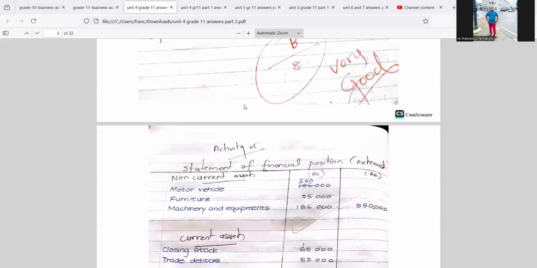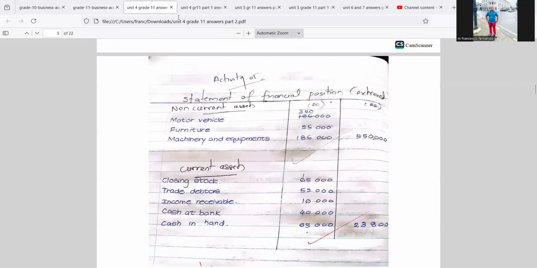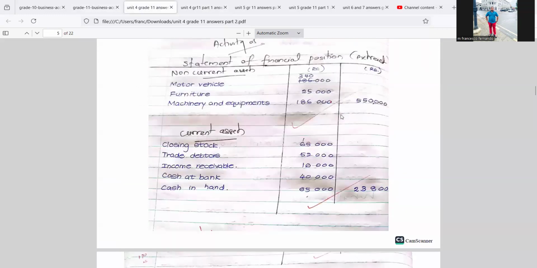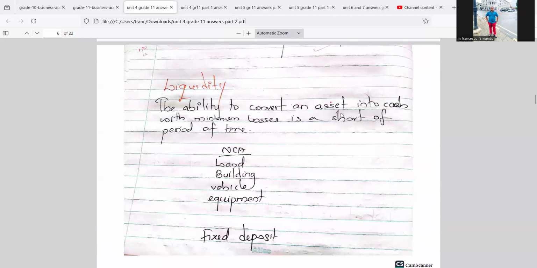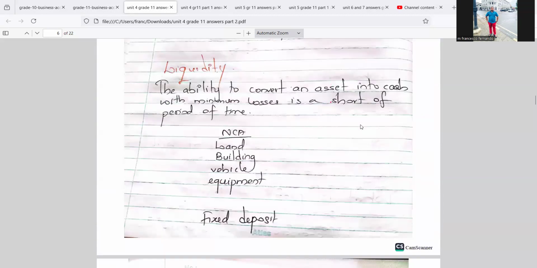So that is the answer for that. They asked to show it in an extract of a statement of financial position. Then there is something you have to know, what is meant by liquidity. Liquidity means the ability to convert an asset into cash with minimum losses in a short period of time.